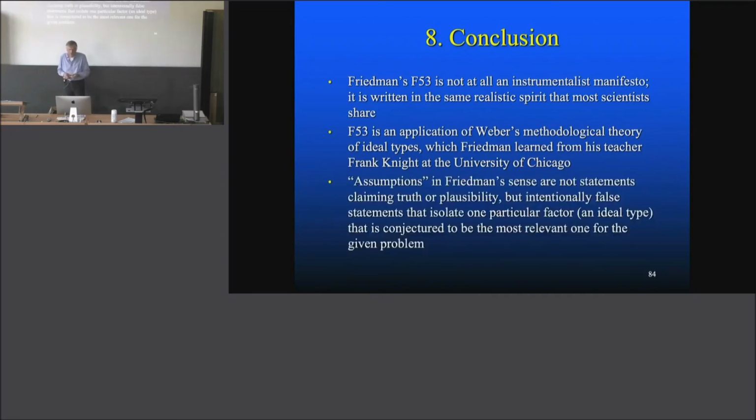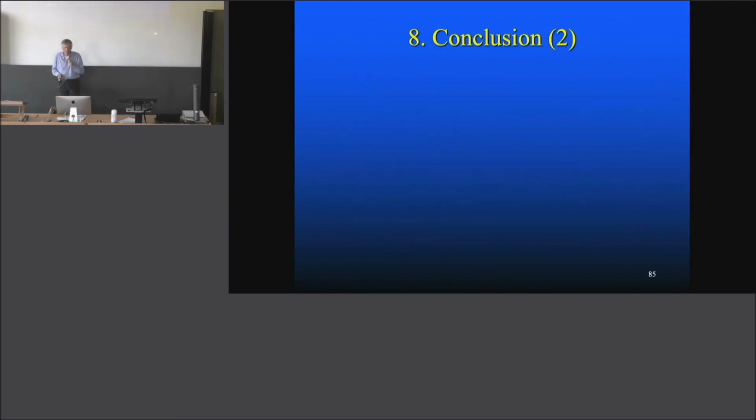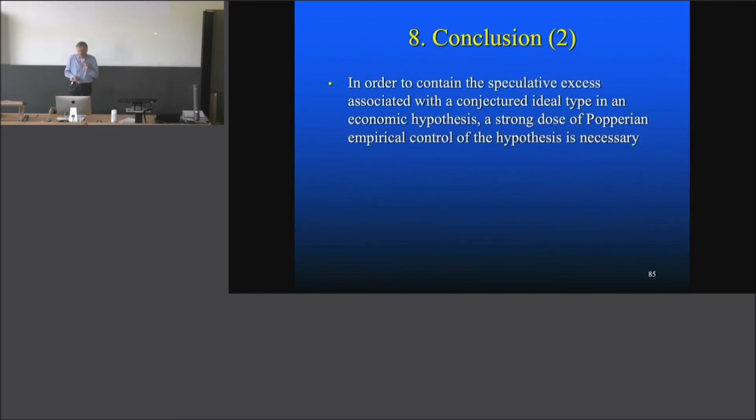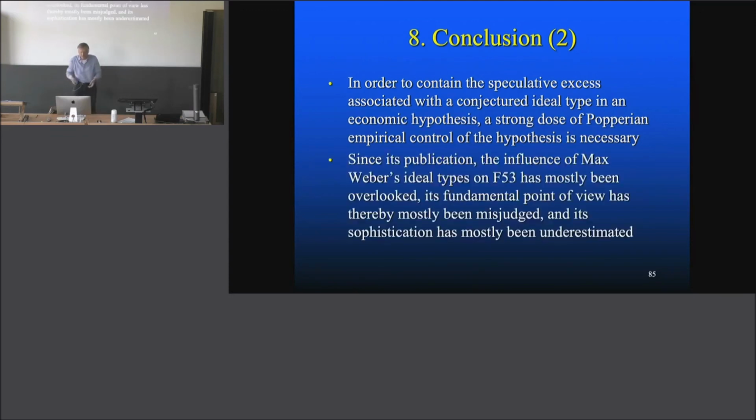Historically clear. Assumptions in Friedman's sense are not statements claiming truth or plausibility, but intentionally false statements that isolate one particular factor, an ideal type, that is conjectured to be the most relevant one for the given problem. In order to contain the speculative excess associated with the conjectural ideal type in an economic hypothesis, a strong dose of empirical control of the hypothesis is necessary, because it should be a science like physics, and therefore you need empirical control.